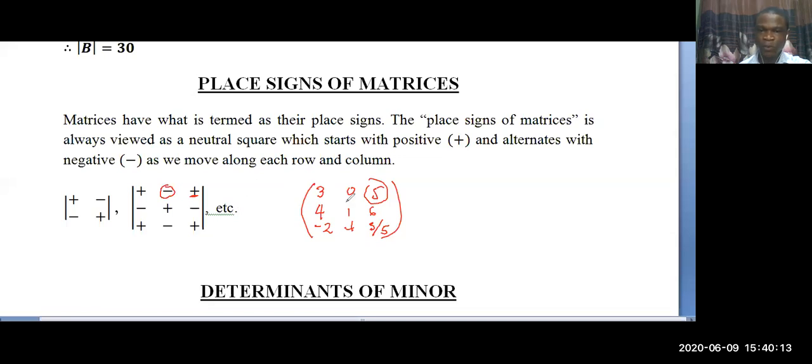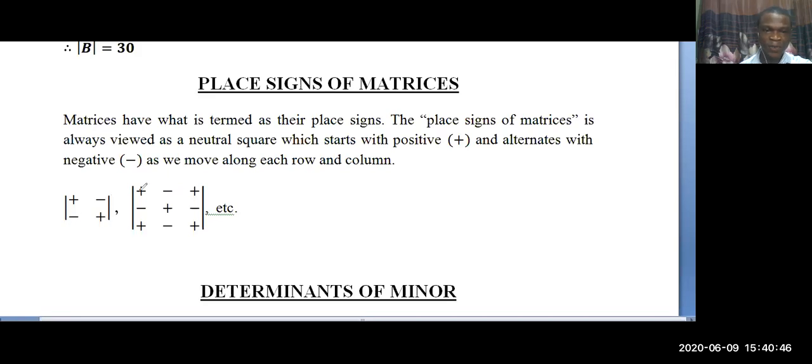So to every member of a matrix, there is an associated place sign for that particular matrix. It is applicable to square matrices and not to other types of matrix, because this is actually used in calculating determinants. All right, so you just start from the top. For a 2 by 2 square matrix, this is positive, by the row is negative, and if you come down, positive, if you move here, you have negative.